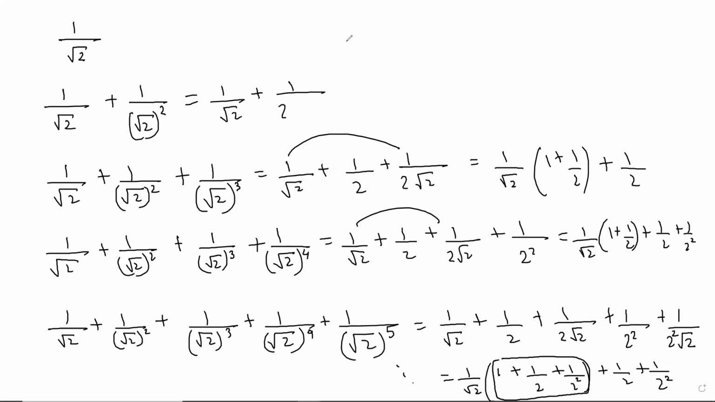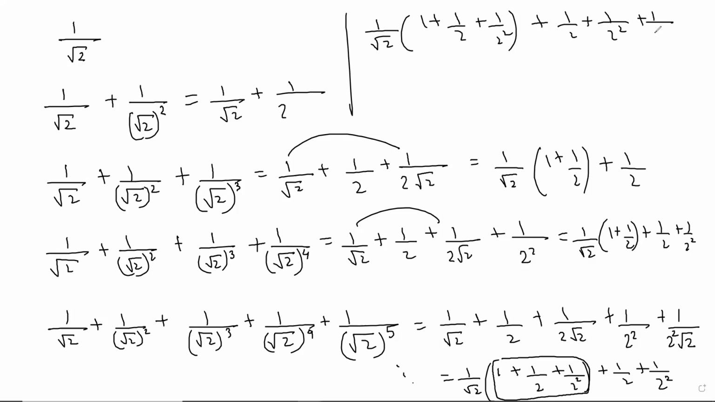In the next step, you will get 1 by 2, 1 by 2 square. There will be an addition here as 1 by 2 cubed. In the next step to that, there will be an addition inside the square root term. Right? Here you will have an addition. And so on it will go.